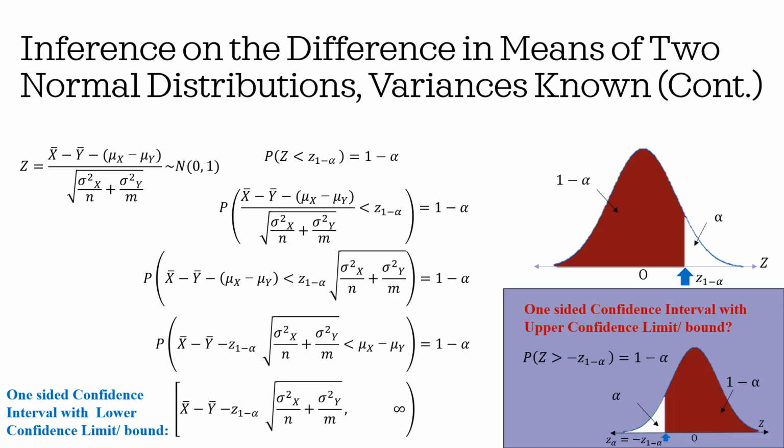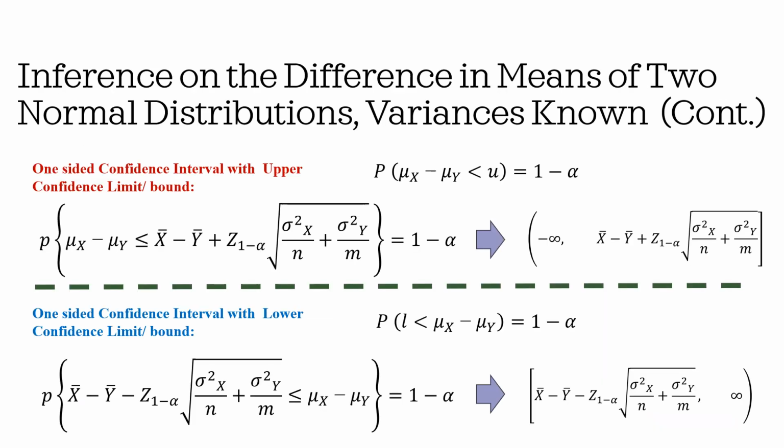If we are interested to find an upper bound instead, we need to repeat these steps with a minor change in the beginning. We need to push all alpha to the left tail, and we'll have the probability of any random variable z being greater than negative value of z of 1 minus alpha is equal to 1 minus alpha. That is how we can get two one-sided confidence intervals around the difference in population means.